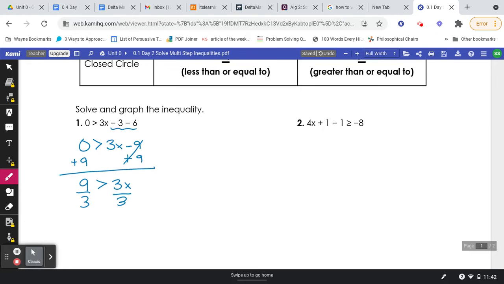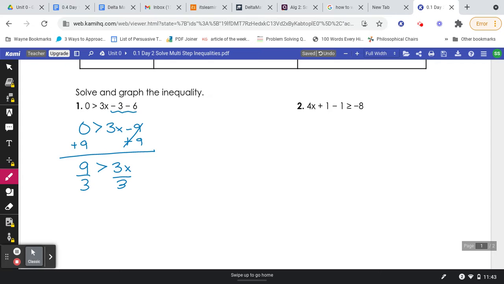If at any time this video goes a little too fast, feel free to pause it. You can always pause to try the problems as well. 9 divided by 3 is 3 is greater than x.